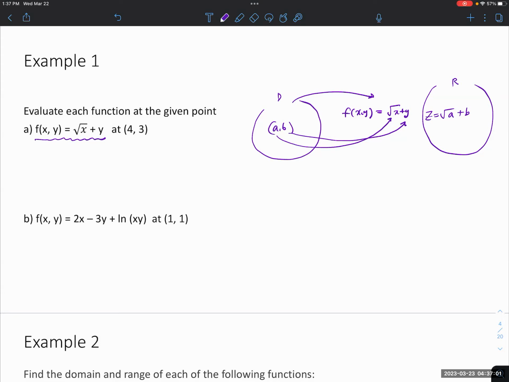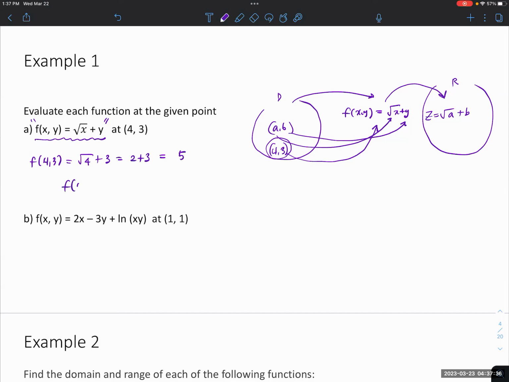So let's look at the question, letter A. Very simple. Find out the outcome when x is 4 and y is 3. So this is the given function. We're just going to pass through this function system. So simply f(4, 3). Now I have 4 comma 3. You plug this into the function and you will get the corresponding outcome. So we can calculate that simply radical 4 plus 3, 2 plus 3, so 5.